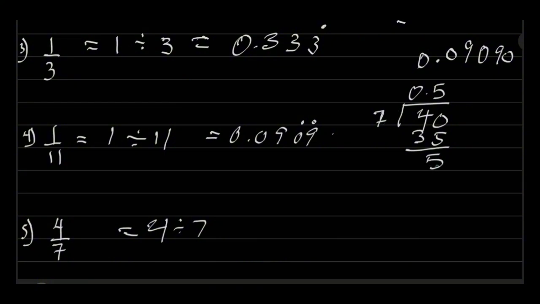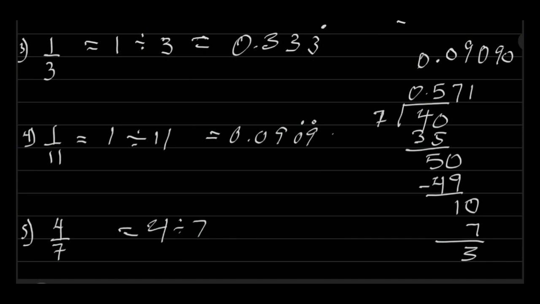7 can't go into 5, so we introduce a 0. Now we are going to introduce 0 to 5. Now 7 into 50 would be what? 7 times. 7 times 7 is 49. So that is going to give us 49. We do our subtraction and then there is only 1. We introduce one more 0. 7 into 10 would be 1. 1 times 7 is 7. We do our subtraction and then there's 3.